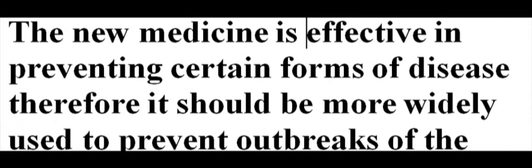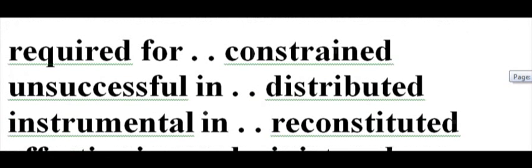This sentence makes sense. There is no relationship in this sentence which strikes you or me or the people that wrote the test as crazy. Let's just read the sentence. The new medicine is effective in preventing certain forms of disease, therefore it should be more widely used to prevent outbreaks of the disease. That makes sense. The medicine works, and someone is suggesting that it be used to prevent the outbreak of the disease.